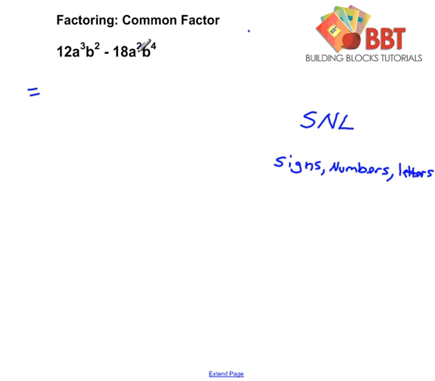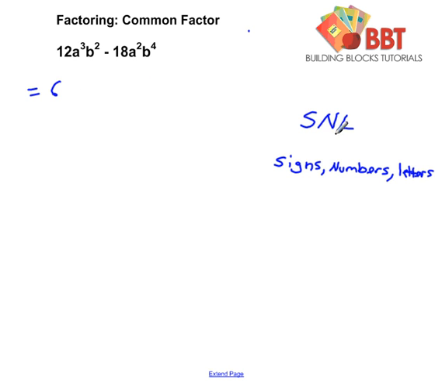Numbers. What is the common factor that I can pull out from 12 and 18? So here, you have to ask yourself a question. Do I pull out the highest factor or the lowest factor? Well, obviously you have to try to pull out the highest common factor. So here, what would be the highest common factor between 12 and 18? 6, right? So if I pull out a 6 here, that's my number.